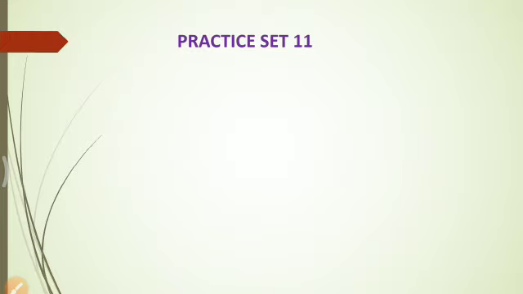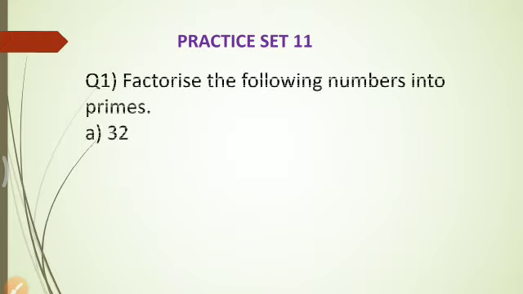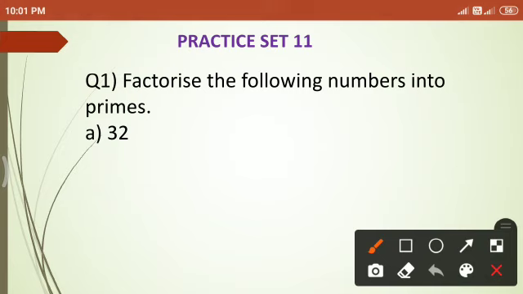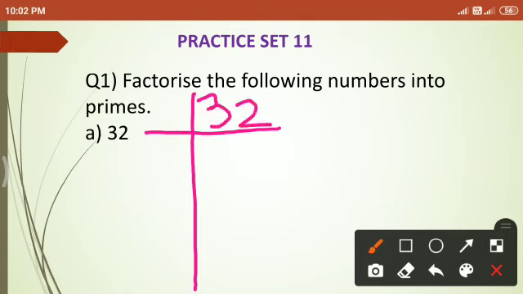Now let's see the practice set 11. Now in practice set 11 what you have to do? You have to factorize the following number into its prime. Now we have to do the factorization of 32. Now how will you do the factorization of 32? Now 32 is divisible by which number? Again here we will use the division method for finding the factors. Now 32 is divisible by 2.